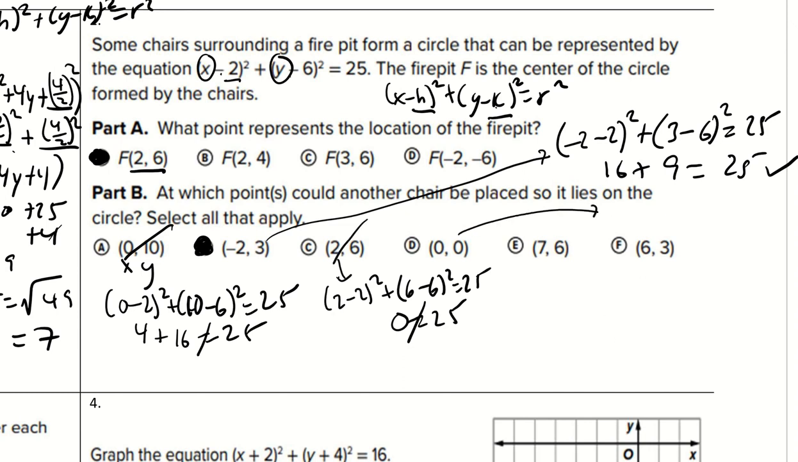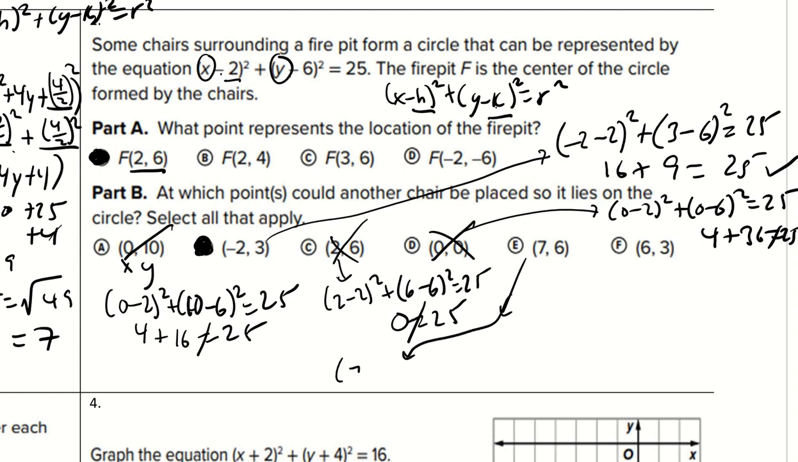Let's plug this one in here. So 0 minus 2 squared, 0 minus 6 squared equals 25. So it's going to be 4 plus 36, which is not 25, so no. And then we'll do 7, 6. Let's do that over here. 7 minus 2 squared plus 6 minus 6 squared equals 25. 7 minus 2 is 5, and then 5 times 5 is 25. 6 minus 6 is 0, and 0 squared is 0, so 25 equals 25. So that's true.